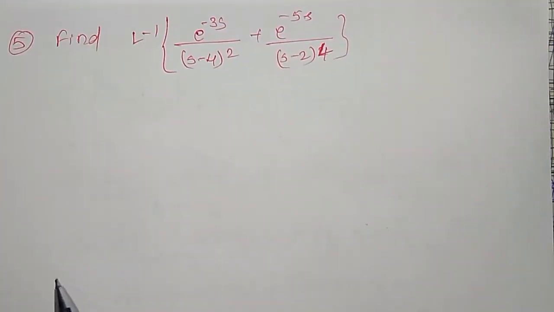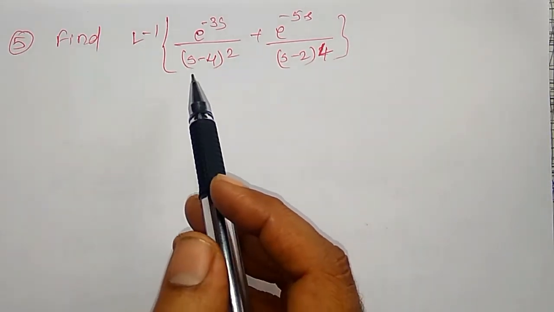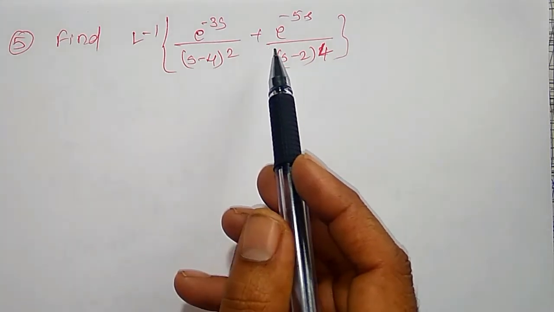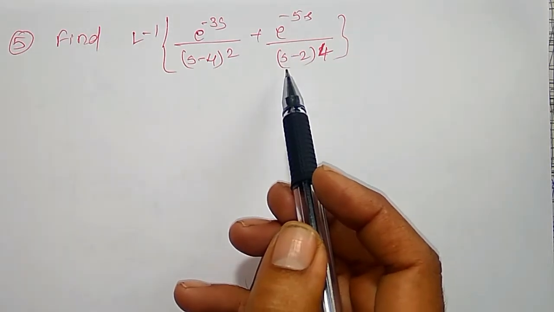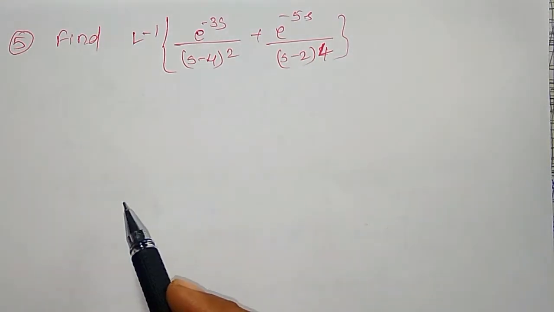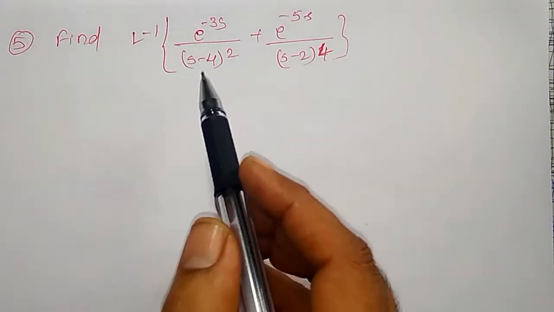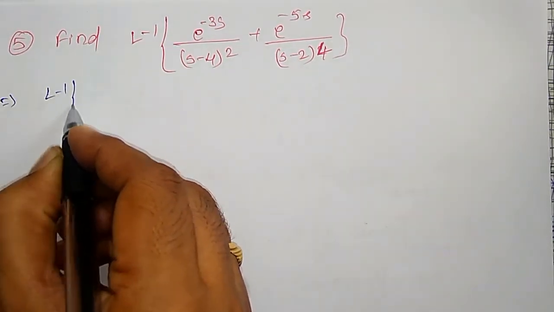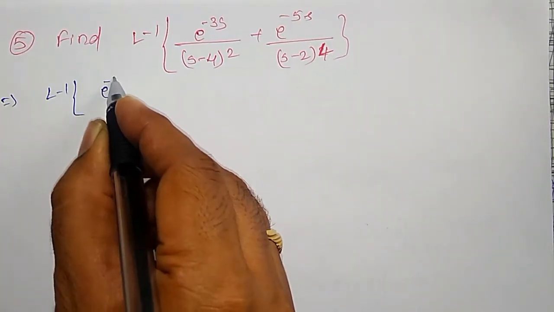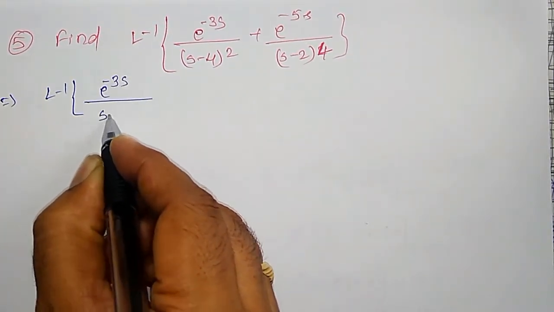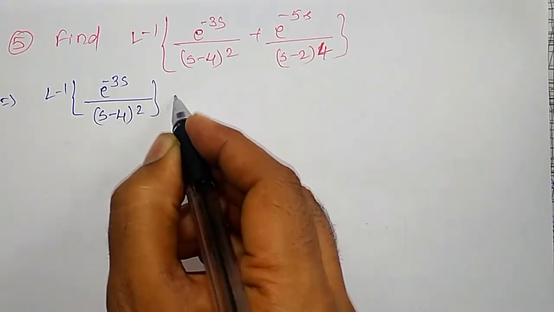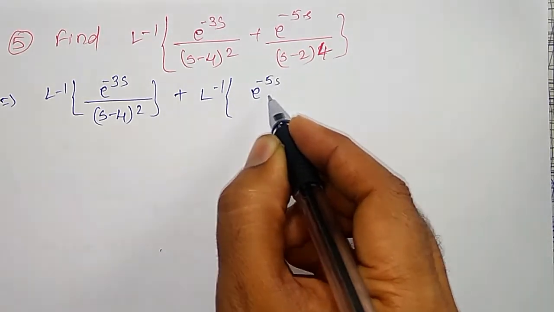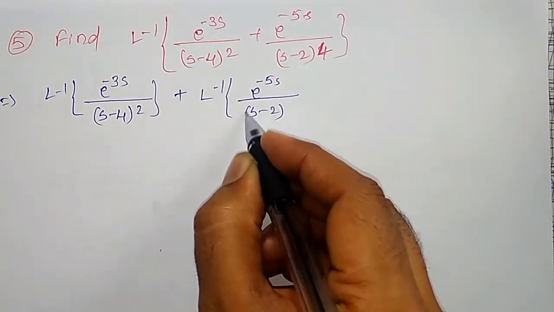Okay, next example is find the inverse Laplace transform of e to the power minus 3s divided by (s minus 4) the whole square, plus e to the power minus 5s divided by (s minus 2) raised to 4. Here addition of two terms is there. I will split it first. I can write it as the inverse Laplace transform of e to the power minus 3s divided by (s minus 4) square plus the inverse Laplace transform of e to the power minus 5s divided by (s minus 2) raised to 4.